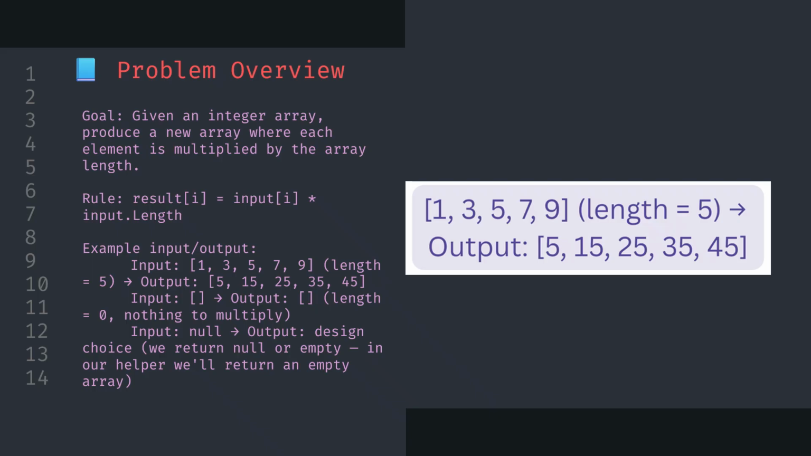A couple of small decisions matter. What happens for an empty array, which is nothing? We should return an empty array. And what if the input is null? In production code, we should either throw or return a safe value. In the code, I'll show we return an empty array to keep callers simple and avoid a null reference exception.